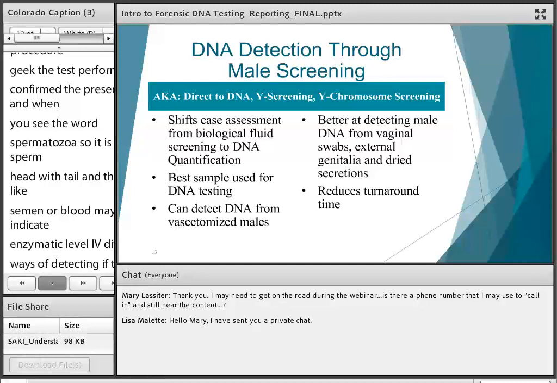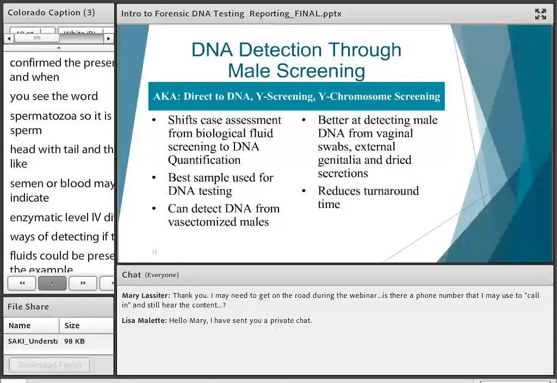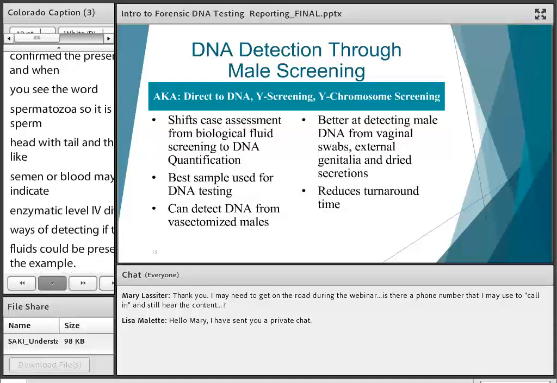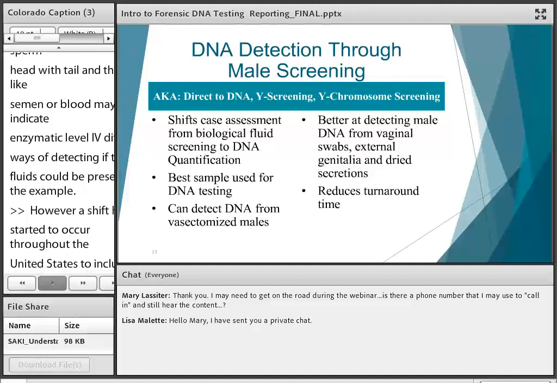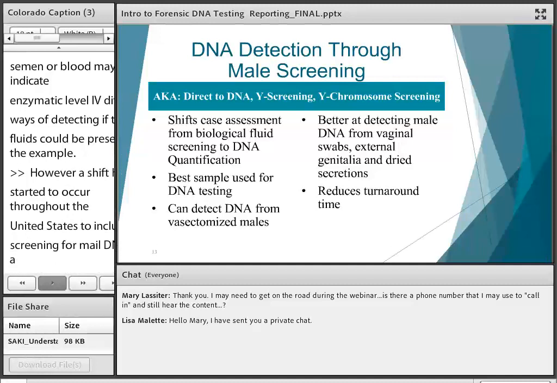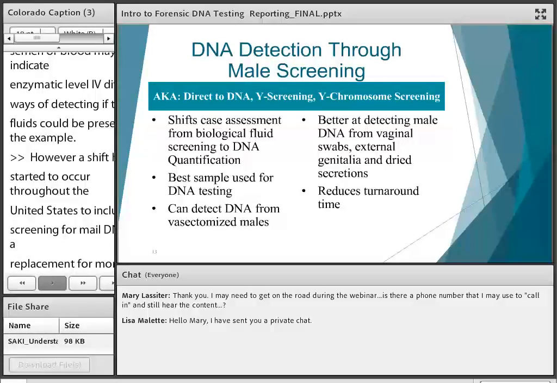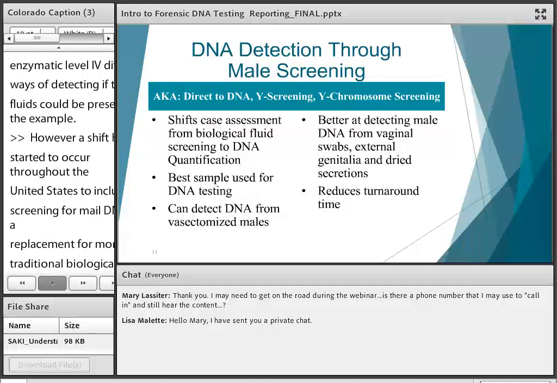However, a shift has started to occur throughout the United States to include screening for male DNA as a replacement for more traditional biological fluid screening techniques just discussed. This method has been referred to by many names. So you may have heard direct-to-DNA testing, Y screening, Y chromosome screening, or male DNA screening. Just note this all refers to the same thing.